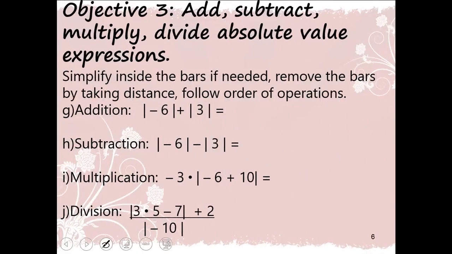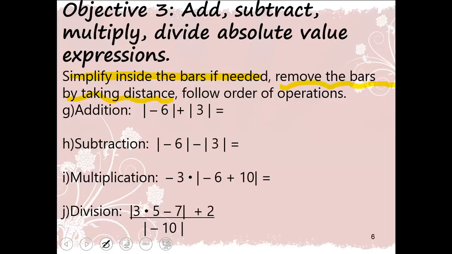Our third objective is to add, subtract, multiply, and divide, do all the operations on there. So just like we did with that last example, F, if you need to simplify inside the bars first, do that. Simplify inside the bars first. Then remove the bars by taking distance, just like we did. Okay, and then follow the order of operations that we have used so many times in the past.